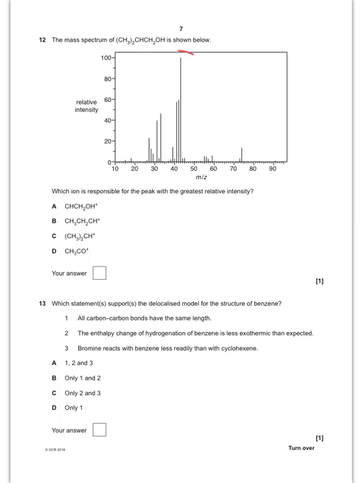So your highest intensity peak here is at 43. So it has to add up to 43, but it also has to make chemical sense. You can't start rearranging a molecule, so the answer there is going to be C. Number 13, which statement supports the delocalized model for the structure of benzene? So that one does. The enthalpy change of hydrogenation of benzene is less exothermic, yes, and bromine reacts with benzene less readily than with cyclohexene. All three do, so the answer is A.